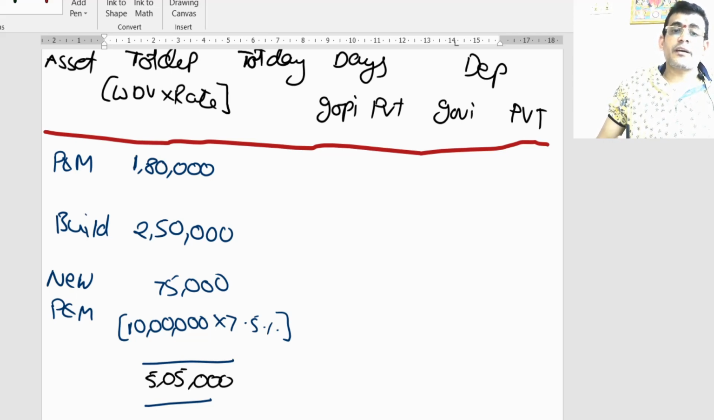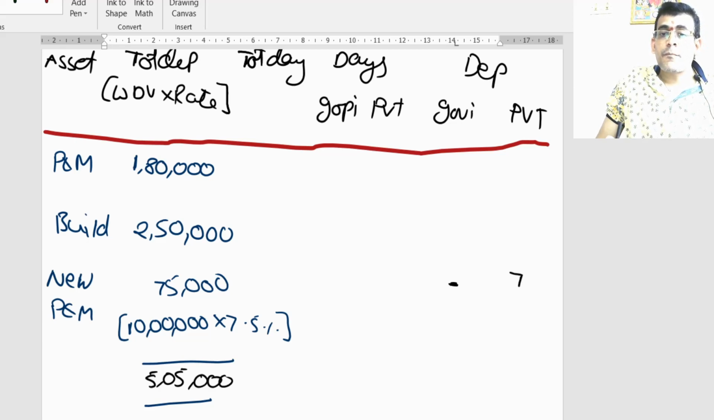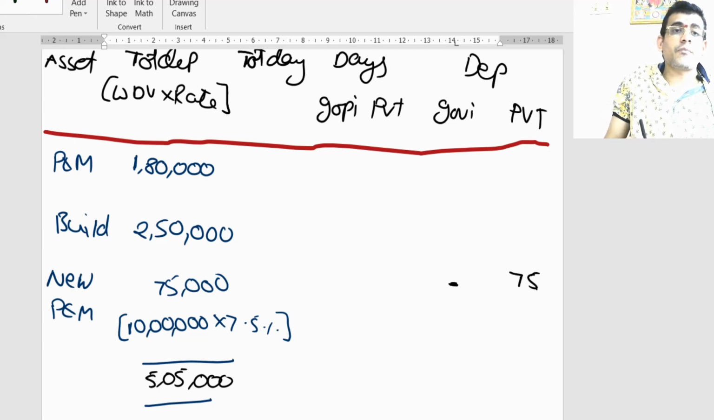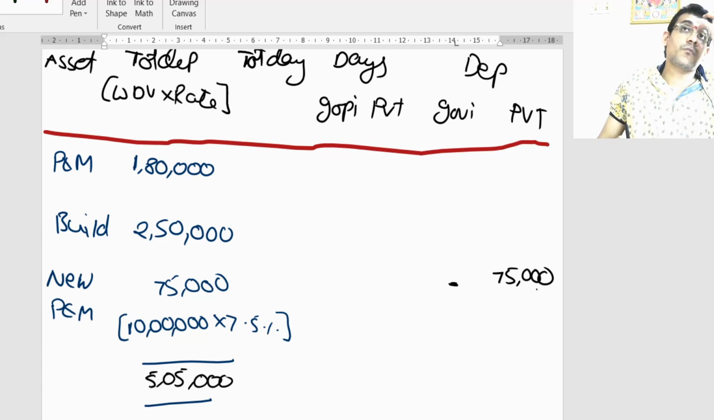Now, if I consider this 5,05,000, when this asset was purchased, it was after conversion to Gopi Pipes Private Limited. So ultimately, this entire 75,000 pertains to Gopi Pipes Private Limited, but not to Mr. Gopi. So let us consider this total amount of 75,000 as the depreciation for the company. Why? Because this company was formed on 1st July and this machinery was acquired after converting to the company. So I need not apportion the 75,000 between Gopi and Gopi Pipes Private Limited.